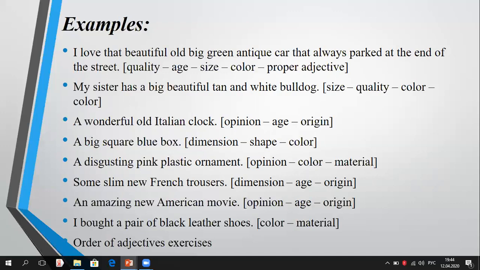A big square blue box. Dimension, shape, color. Some slim new French trousers. Dimension, age, origin. An amazing new American movie. Opinion, age, origin. I bought a pair of black leather shoes. Color and material.